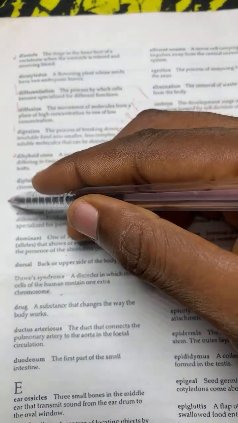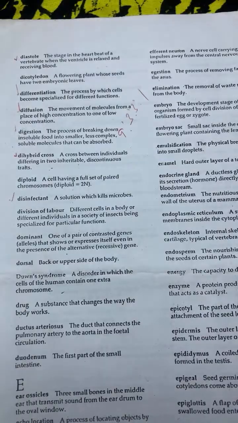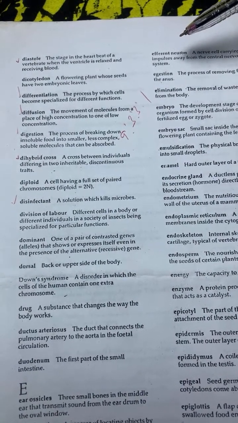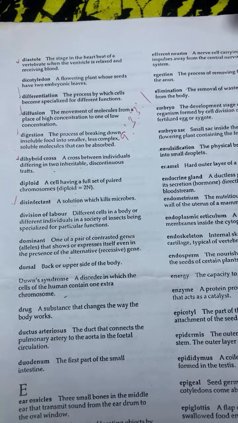Now we've done diploid. Let's move to disinfectant. Now a disinfectant is a solution which kills what? Microbes. What are microbes? Microbes are what? Disease-causing microorganisms.